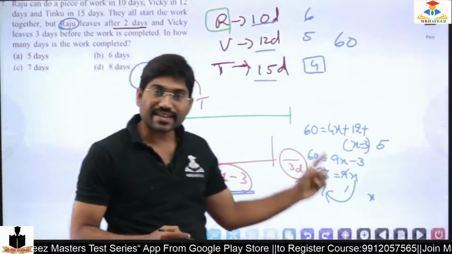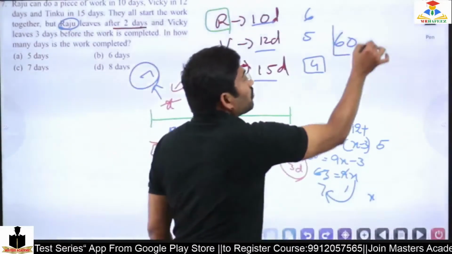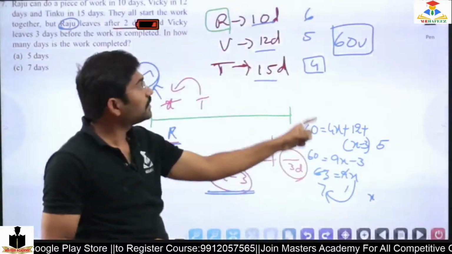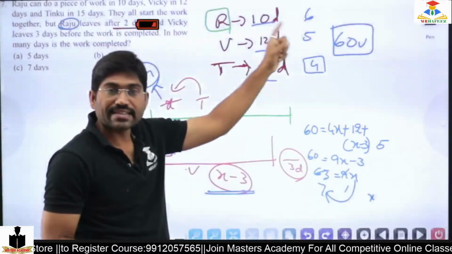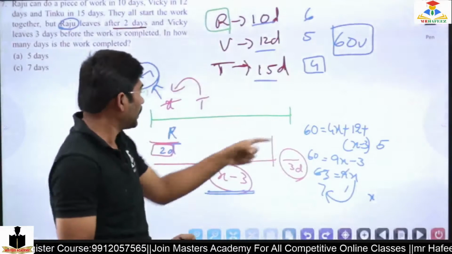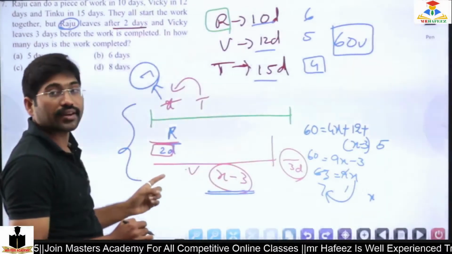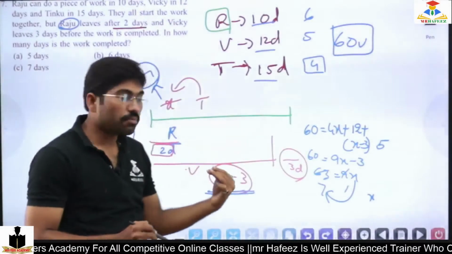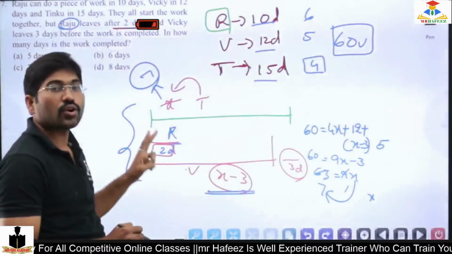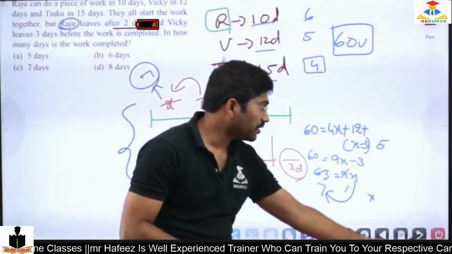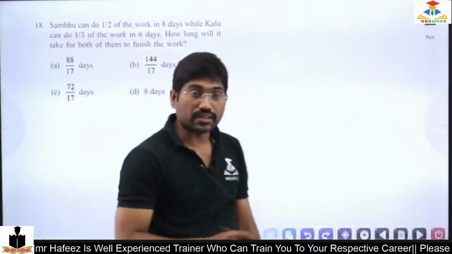So please understand, this is the number of pieces of work, and this is the work done for one day, 6, 5, 4. And here how I am implementing this is very, very important. 3 days before the job or 2 days after. So I should be very clear, right? So moving ahead. Next question.